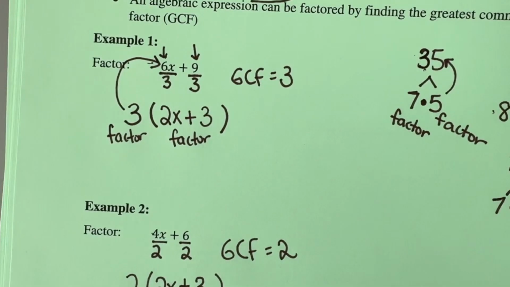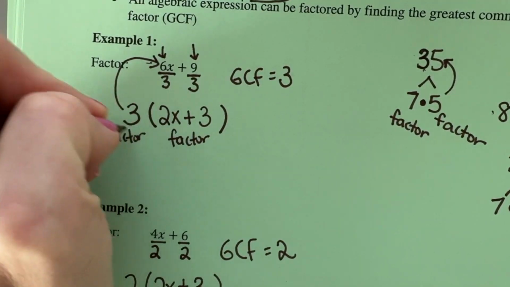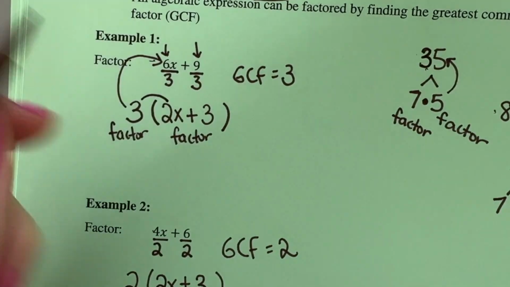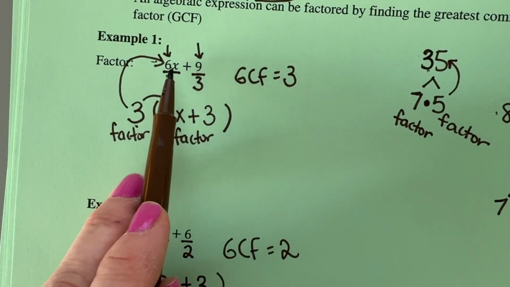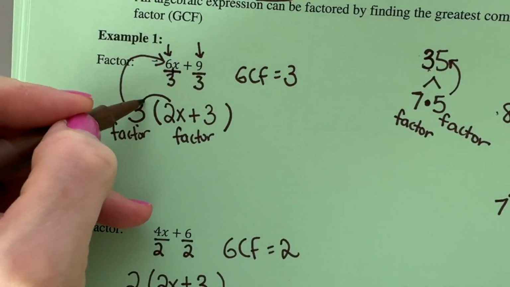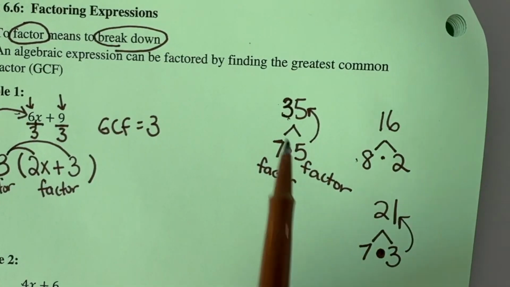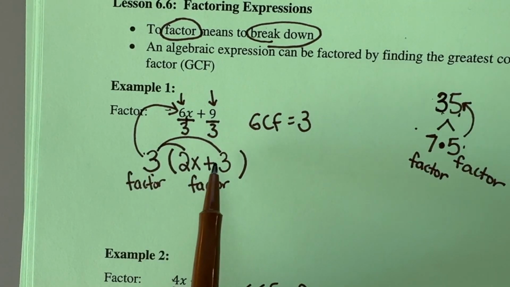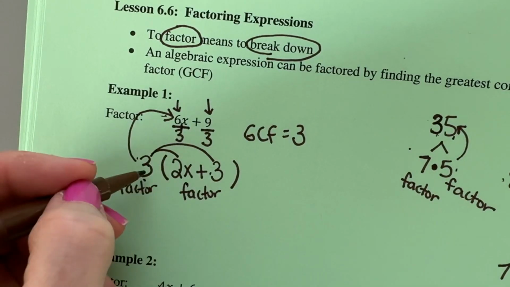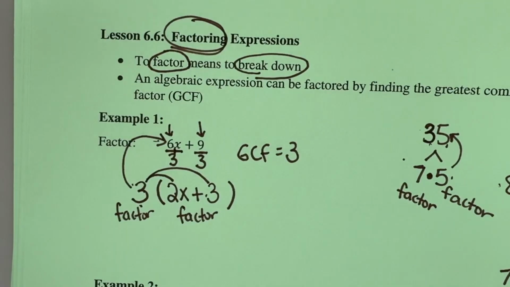Well, let's see if you do. And this is what the next lesson is. It's called distributing. So what you do is you take this factor 3 and you multiply it to 2x. 3 times 2x is 6x. And 3 times 3 is 9. So just like 7 times 5 is 35, 3 times 2x is 6x, and 3 times 3 is 9. And so these are the factors of the algebraic expression.